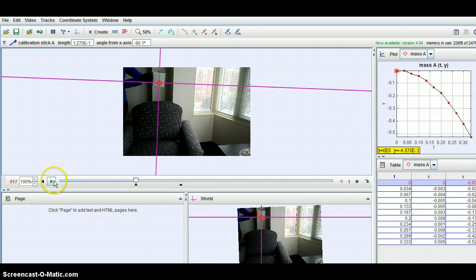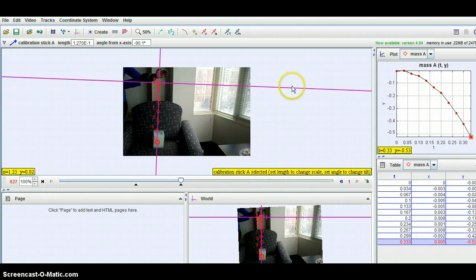This is what the object looked like when it was in motion. Tracker also created a graph, and this graph compares the y to the time. And we chose y because it's falling in the y direction. Only slides 17 to 27 were used, manipulated to not add any extra force from the drop, and the axis was tilted to create better data.